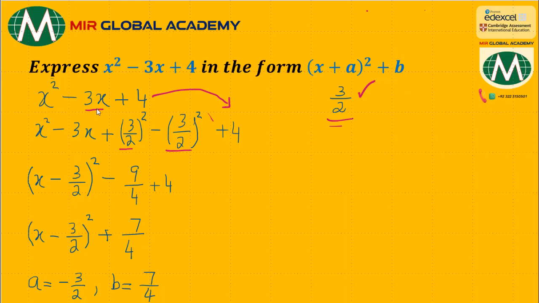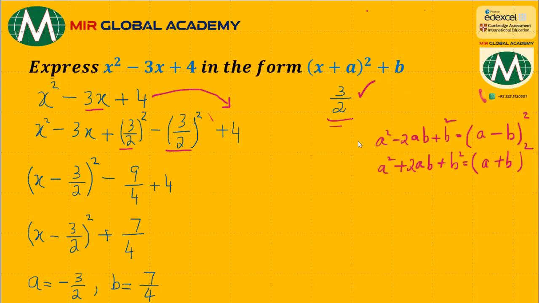And then we know the identity. Now using the identity, this one or this one, depending upon the question. Right now here we can see that this middle term is negative, so we will use this identity. According to this identity, these three terms will become this one, x minus 3 over 2.